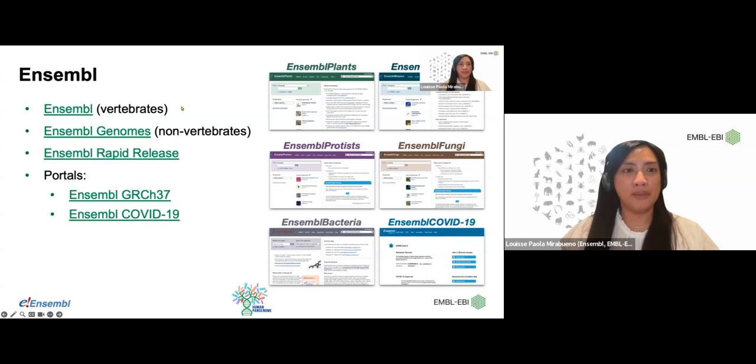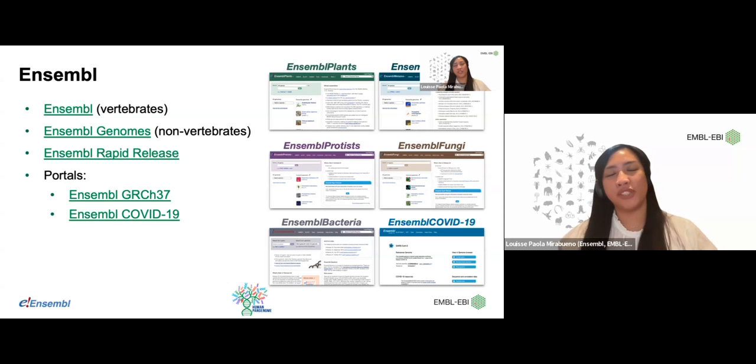Both of these browsers, the Ensembl main browser and the Ensembl Genomes browser, are updated about every 3 to 4 months. We also have the Ensembl Rapid Release browser, which is a more lightweight genome browser compared to the Ensembl Genome site. This was launched in 2020 to allow for the faster release of the latest genome annotation for large numbers of vertebrate and non-vertebrate species from various sequencing projects, like the Darwin Tree of Life. We also have a couple more specific portals. We have the Ensembl GRCh37 portal, which only includes the older human GRCh37 assembly and genomic data. And we also have a separate portal for the coronavirus genome.